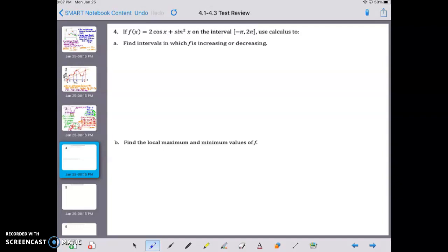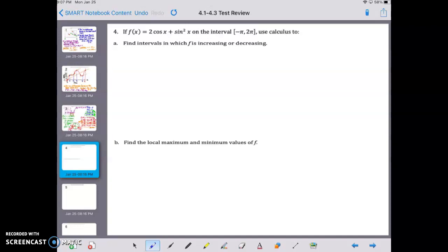This is the 4.1 through 4.3 test review, problem number 4. It says if f of x is equal to 2 cos x plus sine squared x on the interval negative pi to 2 pi, use calculus 2. Letter A, find the intervals in which f is increasing or decreasing, and then letter B, which follows from letter A, find the local maximum and minimum values of f.